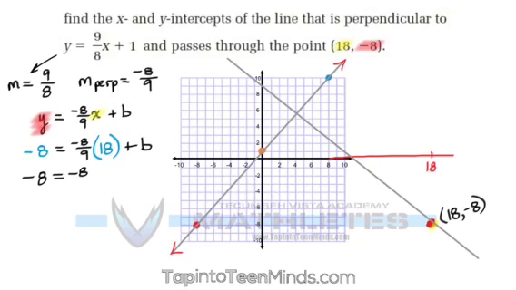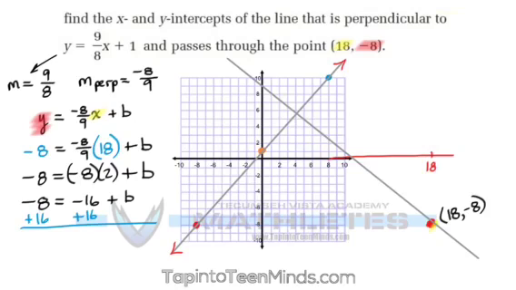So I'll have negative 8 times 2, rather than 18 divided by 9, and that gives us the following. Doing a little more mental math, we end up with negative 8 times 2, which is negative 16, and we can then isolate for b. Adding 16 to both sides, we end up with a y-intercept of 8.